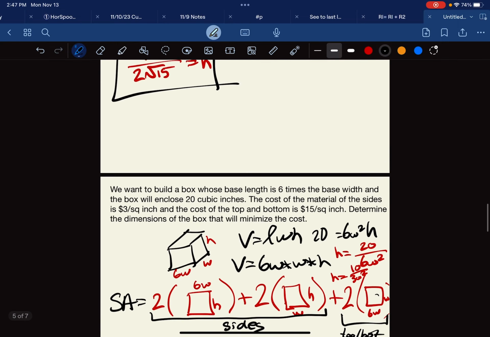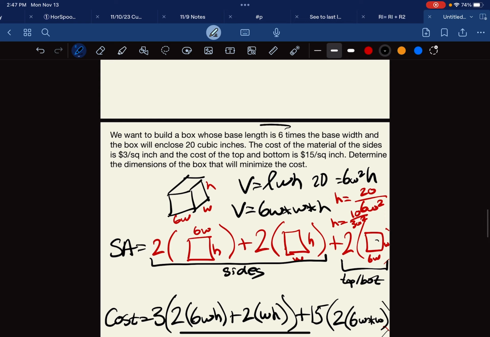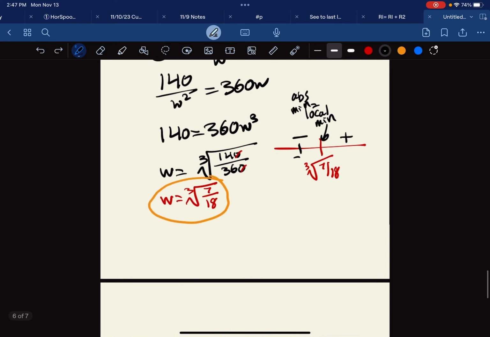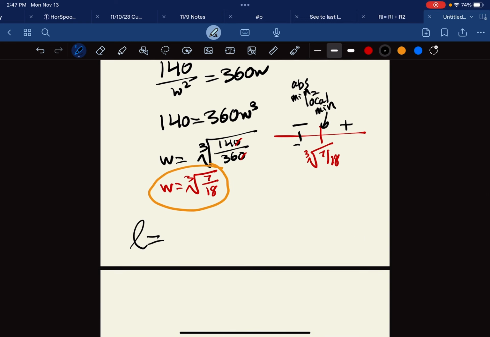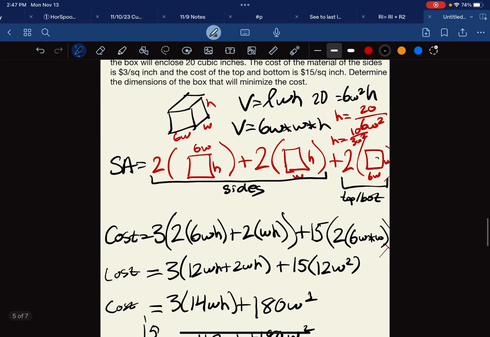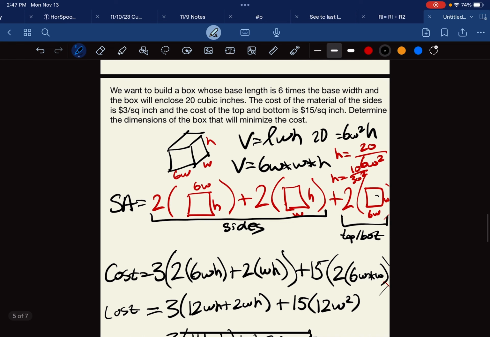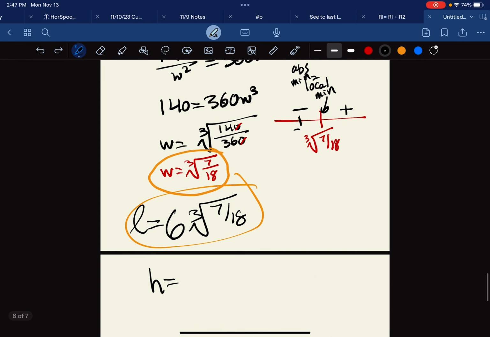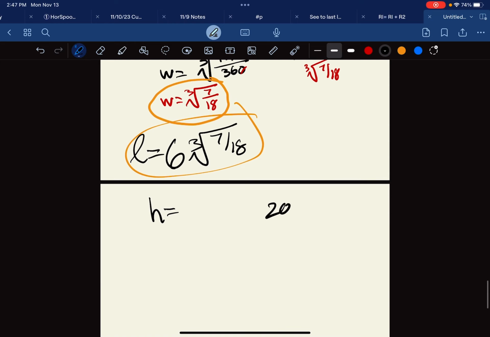So if we recall, our length is 6 times our base width. So all that means is that L equals 6 times our w value. That's all it means. And then our height is going to be a little more difficult to solve. We're plugging it back into here. 20 equals 6w squared h.